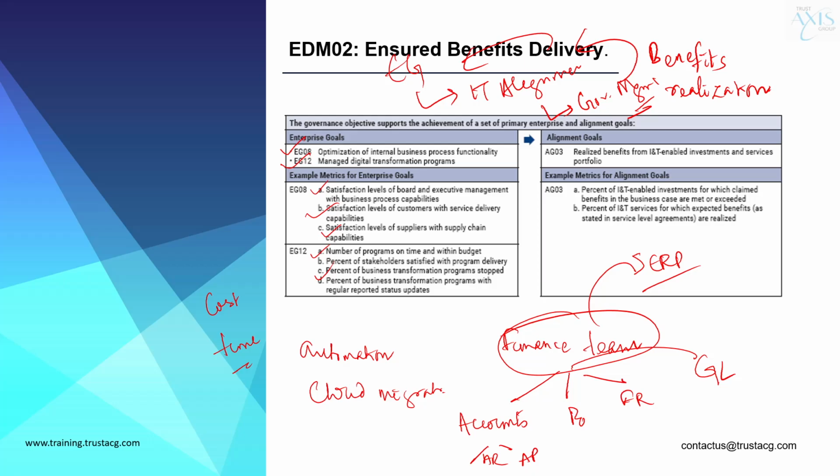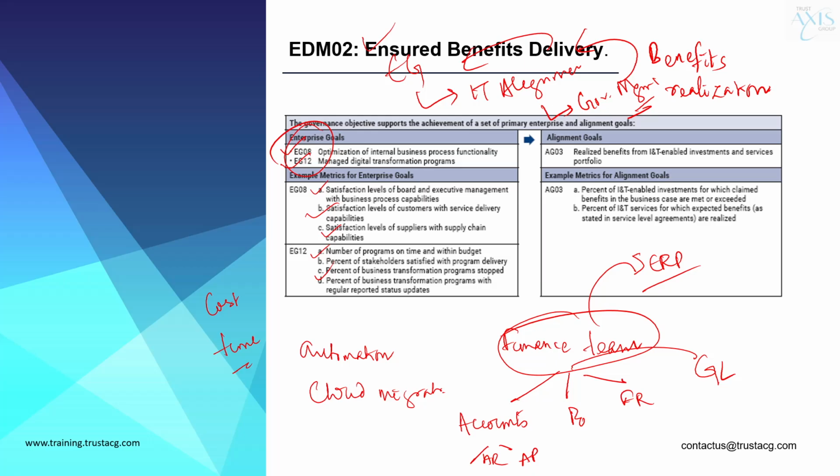So, what are the IT alignment goals that must be curated in order to meet these two enterprise goals via this particular governance objective, right? Say it targets one specific IT alignment goal, which concerns realized benefits from IT enabled investments and the eventual portfolio of services that are to be delivered. Now, this goal will ensure that the investments made in IT are not just expenditures but are actively contributing to the value of the business.